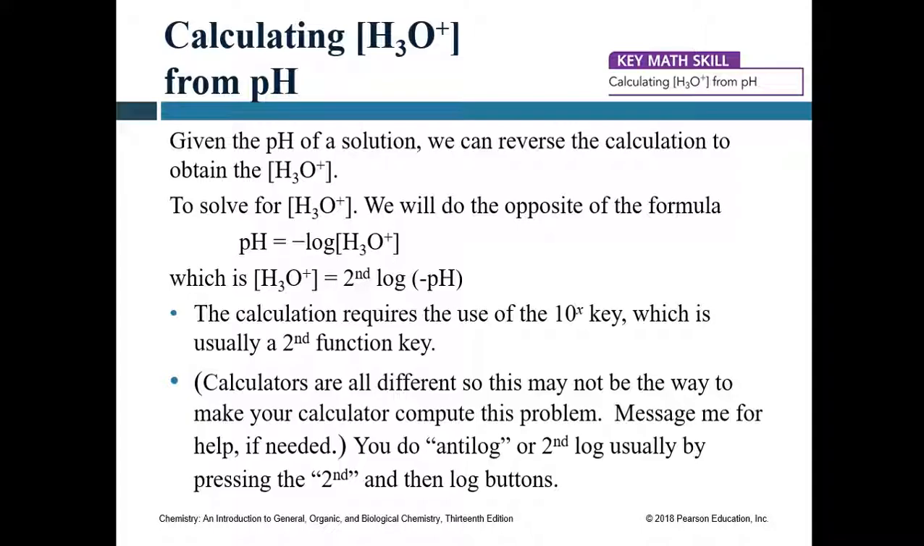Now that you know how to do that, let's go backwards. What if they give us the pH and ask for the hydronium ion concentration? So, given the pH of a solution, we can reverse the calculation to solve for the hydronium ion. We will do the opposite of this formula. Well, the opposite of log, though, is not just divide through. You cannot divide through by log.